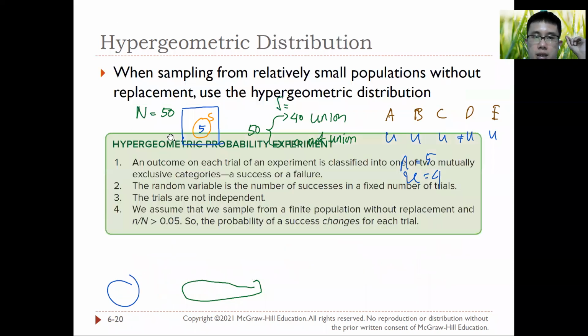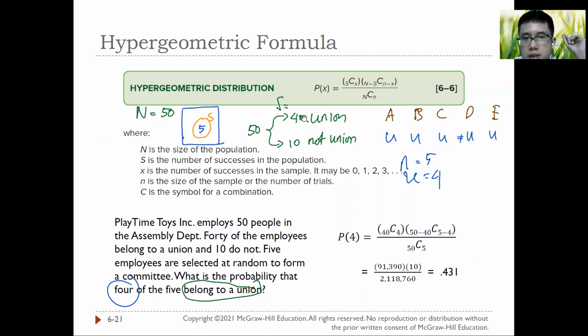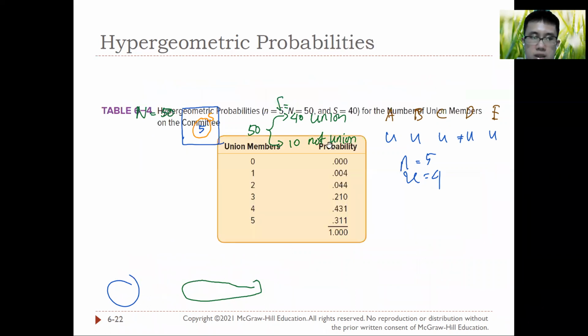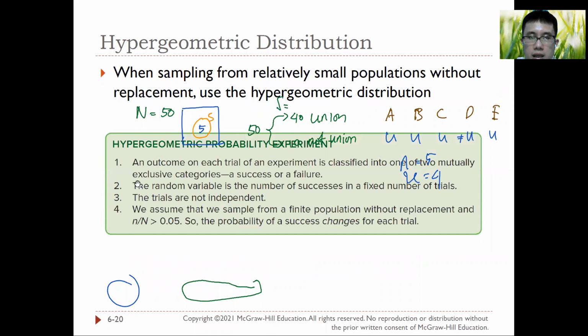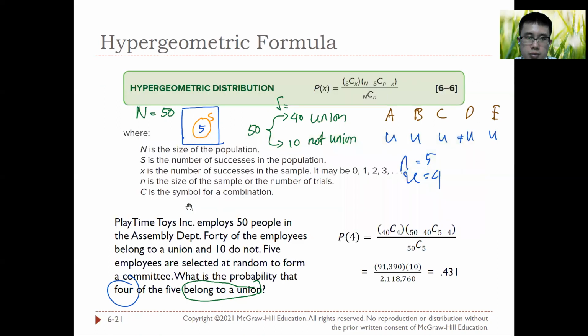Let me check the requirements. The first, those outcomes, union versus not union. Of course, there are only 2, and they are mutually exclusive. And then the random variable is the number of successes. And our number of trials is fixed, equal to 5. The trials are not independent, and this ratio is greater than 0.05. Okay, this fulfills the 4 requirements.